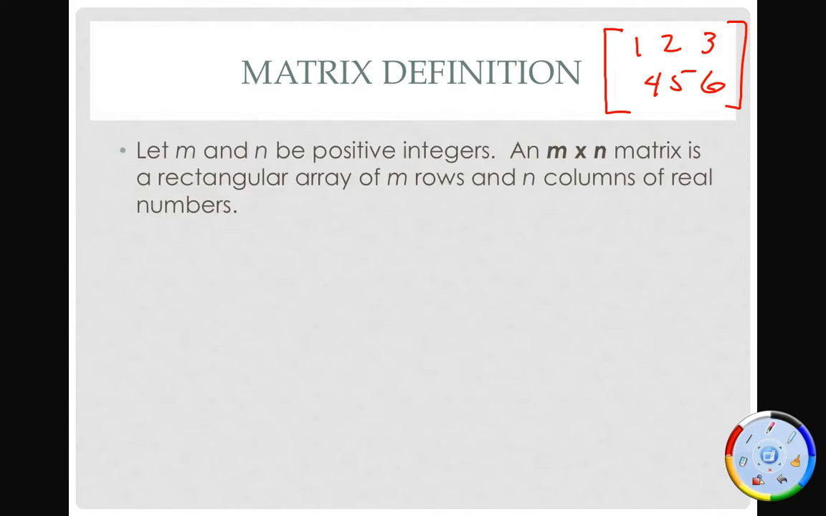So m and n are going to be positive integers. They can't be negative because that wouldn't make sense, because they describe the size of the matrix. So we say a matrix is an m by n matrix. It's a rectangular array. Array is just a group of things, a list of things. And it's m rows. This is very important. M rows by n columns. So this particular matrix up here, rows go left and right, columns go up and down. Hopefully you knew that already. This is a 2 by 3 matrix.